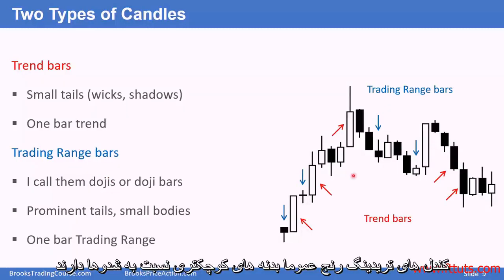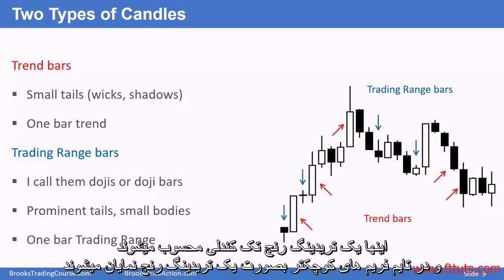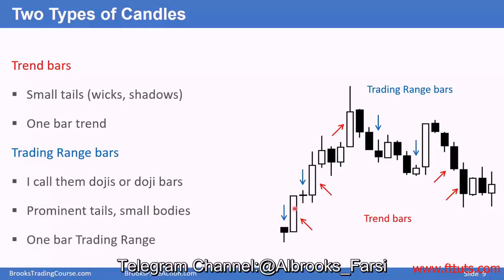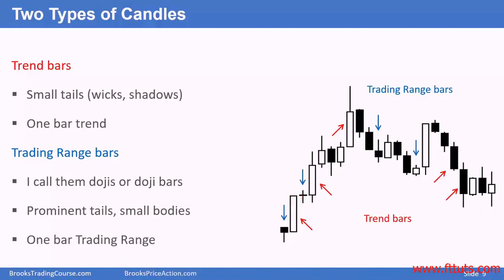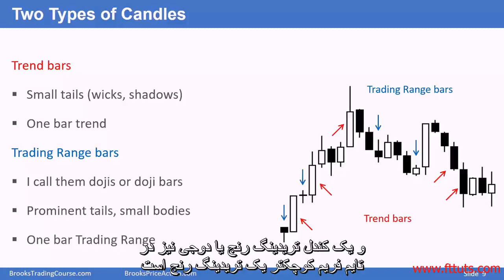Trading range bars in general have smaller bodies and more prominent tails. I view them as a 1-bar trading range, and on some smaller time frame chart, they are 1-bar trading ranges. A bull trend bar is a 1-bar bull trend, and on a smaller time frame chart, it's a pretty strong bull trend. And a trading range bar, or a doji, is a trading range on a smaller time frame chart.